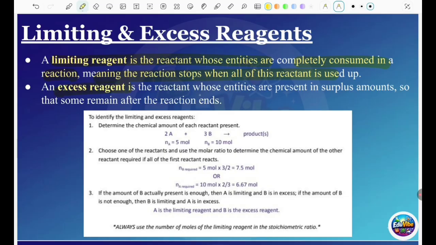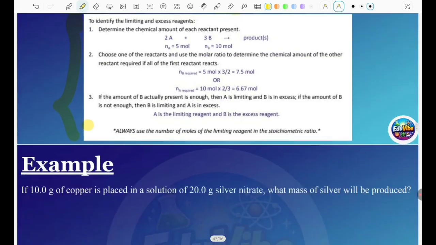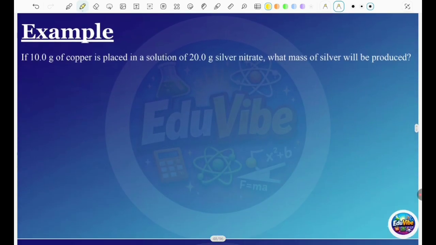The excess reagent is the opposite: its entities are present in a surplus amount, so that some remain after the reaction ends. After the reaction, there is some amount left over. That's called the excess reagent. And this is the method for solving limiting and excess reagent questions. We'll go through a question, and I will tell you how you can actually find out which is limiting and which is in excess.